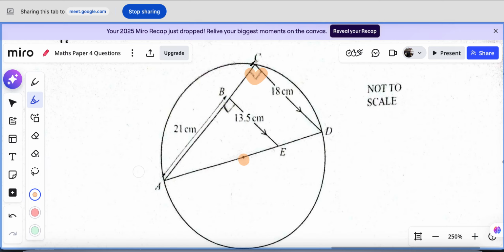Once we get AC, we already know CD, so we can use Pythagoras' theorem to find AD, since this is a right angle triangle. First, let's find AC. Since we know the scale factor, we multiply 21 times the scale factor, which is 1.33. We get AC, the whole length here.